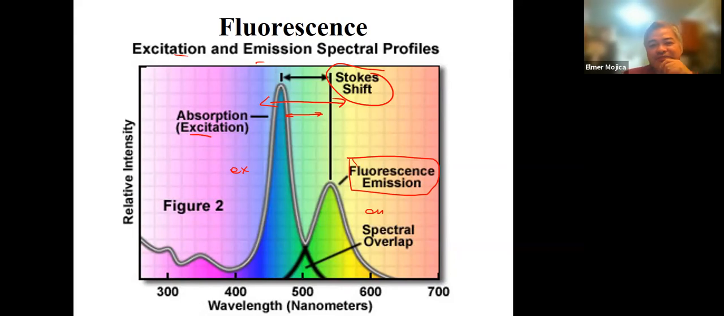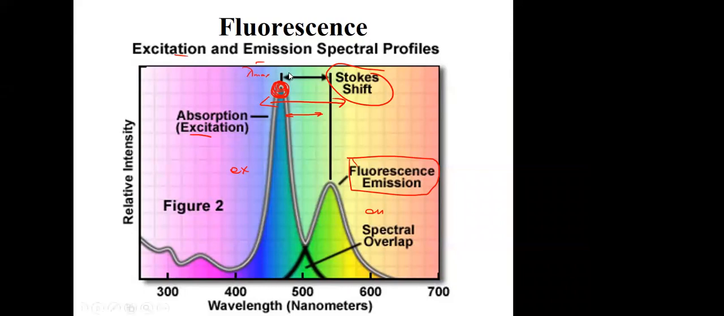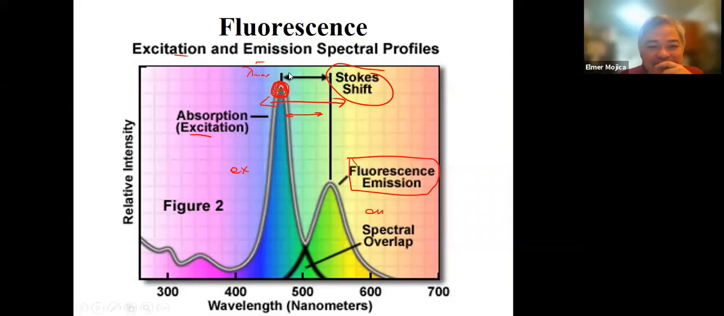So what do you see here? What is this? What do you call that highest peak? That's what we call the lambda max. Ano tawag yan? Lambda max. Okay, so that's the lambda max. So what's the use of the lambda max? Usually, once you get the lambda max in your absorbance, you can use that also as your lambda excitation.